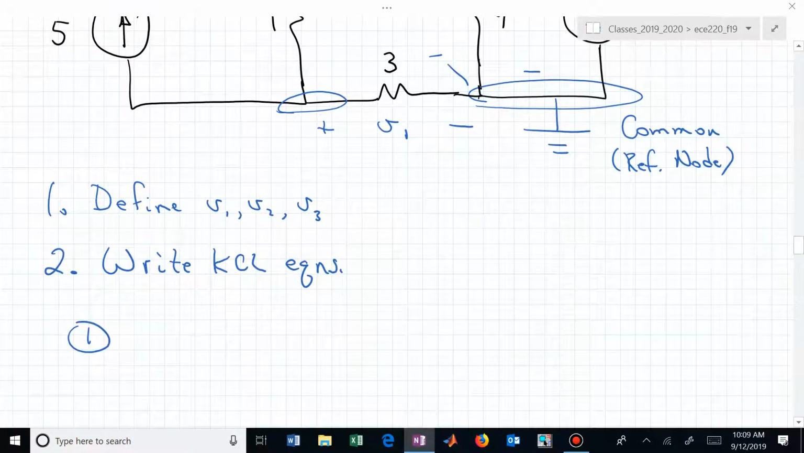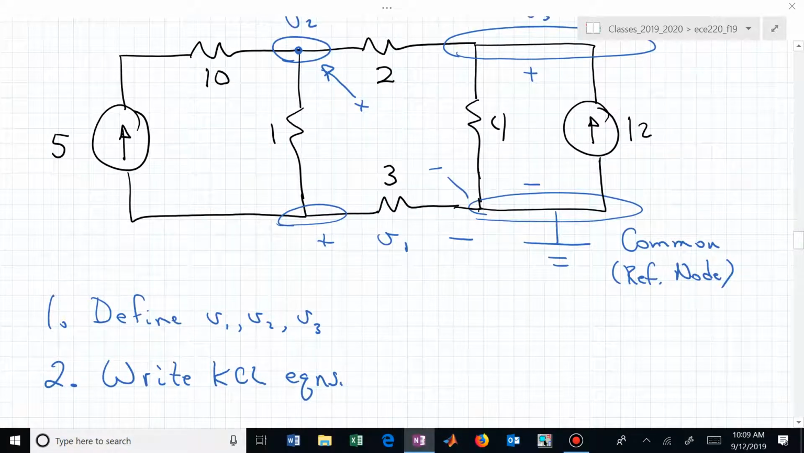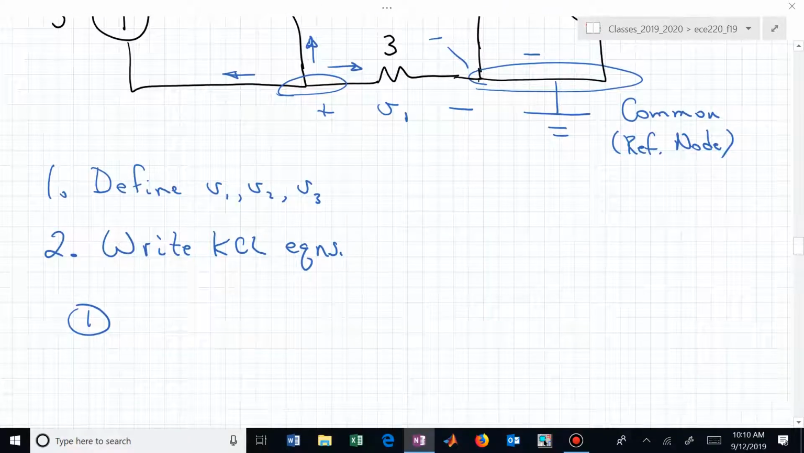And at node 1, what am I doing? I'm going to just continue to write them out of the node. Those are the currents. I have 3 currents leaving that node. The one going to the left is what? That's just a given value. That's what the current source is set at. That's 5. So my very first current is 5.